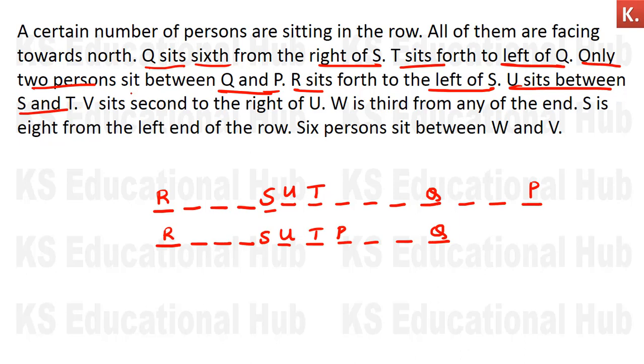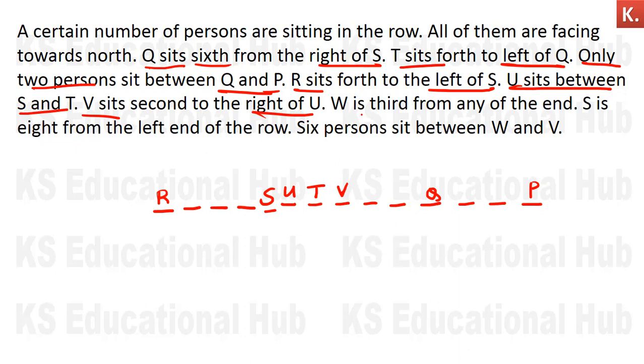The next one is V sits second to the right of U. So V is going to sit second to the right of U. U is here, and because this person is facing north, this person's right is this. Second right: 1, 2. So V has to be placed here. Again in the other possibility, U is here, U second right: 1, 2. V cannot be placed here as P is there. So we cannot put this information, and that is why this possibility gets eliminated at this point.